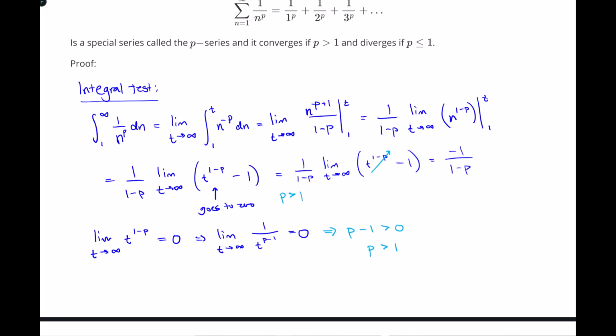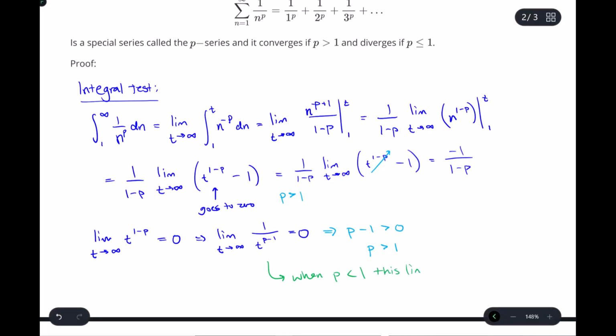That tells me that the integral test passes. If this had gone to infinity, the whole thing goes to infinity, and that's going to happen when p is less than 1, the limit diverges.